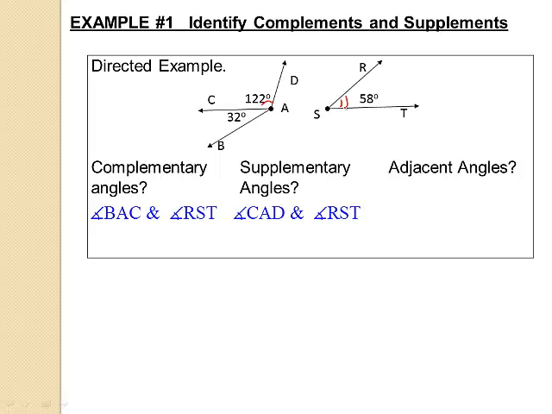Now, which set of angles is adjacent? Well, the only one that's adjacent is the one that shares the common side and vertex, which would be angle BAC, which is this one here, and angle CAD, which again is this one here. So those are your adjacent angles.